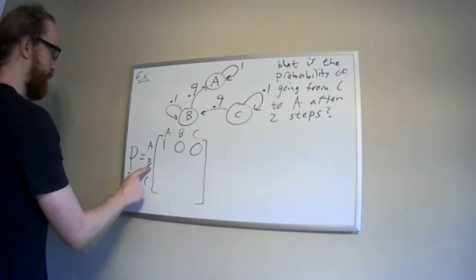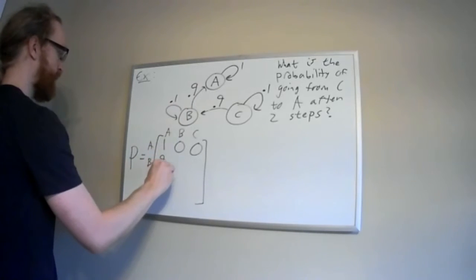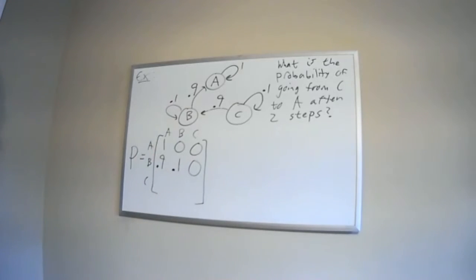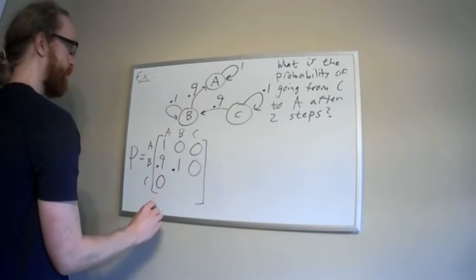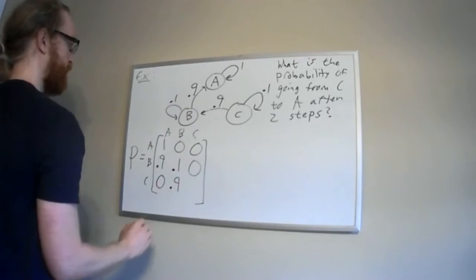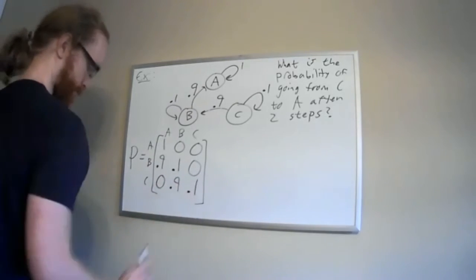Next, what's the probability of going B to A? 0.9. And the probability of going B to B is 0.1. And then 0 is the probability of going B to C. And then the probability of going from C to A is 0. Probability of going from C to B is 0.9. And the probability of going from C to itself is 0.1. Okay.